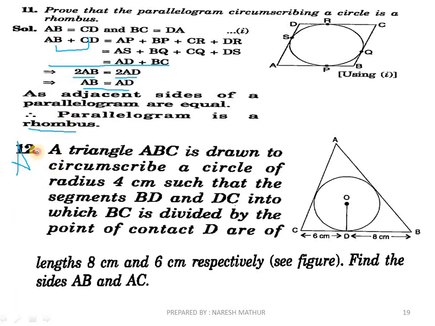This one is the most important question of this exercise or this chapter also. We are given a triangle ABC drawn to circumscribe a circle of radius 4 cm, such that the segments BD and CD into which BC is divided by the point of contact D are of length 8 and 6 cm respectively. We need to find the length of AC and AB.